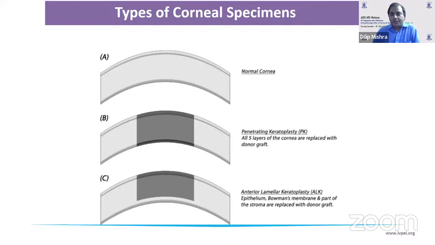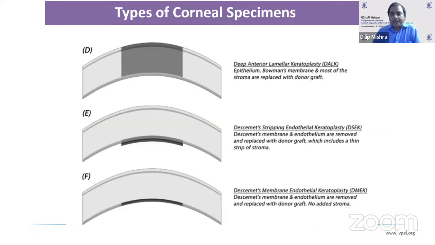So these are the five types of specimen mostly I am getting in my lab. These are penetrating keratoplasty, anterior lamellar keratoplasty, then deep anterior lamellar keratoplasty, that is called DALK, then DSEK lenticule and DMEK lenticules.